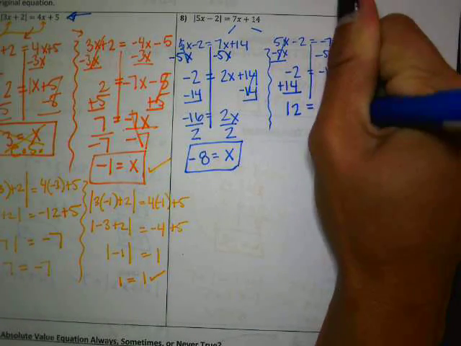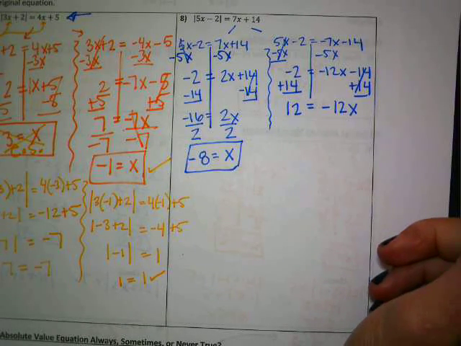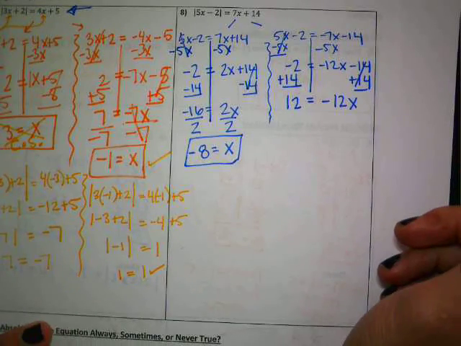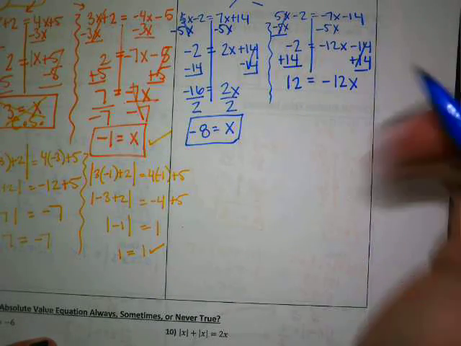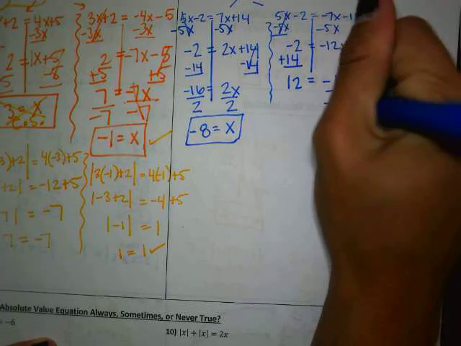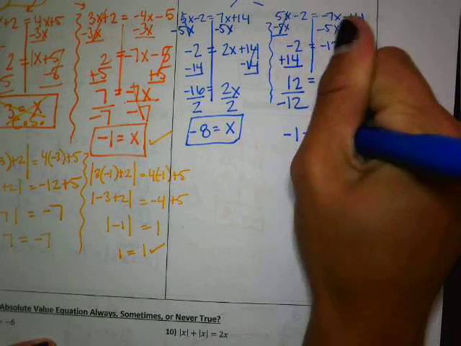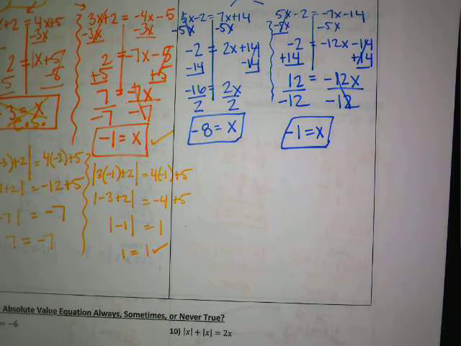So then I get negative 12x equals 12. Isabel, what's next? Divide by negative 12 on both sides to get the x by itself. And so I get x equals negative 1. So I have my two possible answers. Now I need to check.